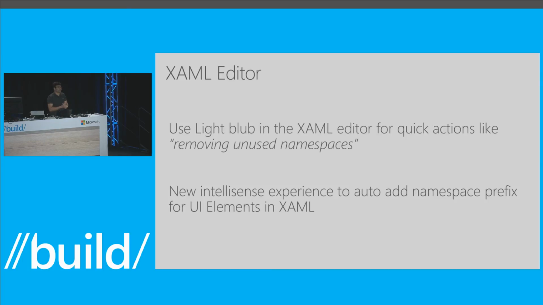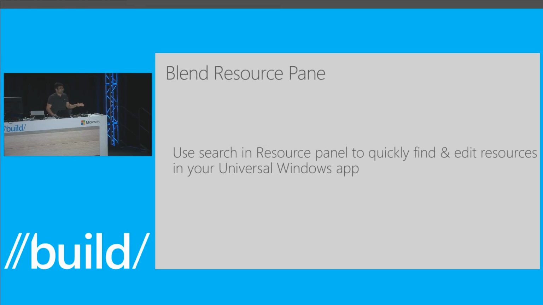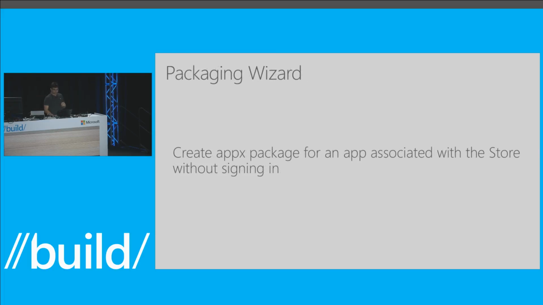Also, we looked at the new IntelliSense experience, which allows you to directly add elements in your markup without adding the prefix. We looked at the search in the resource pane to allow you to easily find the resources in a complex application without going and clicking on individual resources or resource dictionaries. And finally, we looked at the package wizard improvement to allow you to create an Apex package without requiring you to sign in or change the configurations every time if your package is associated with the store.